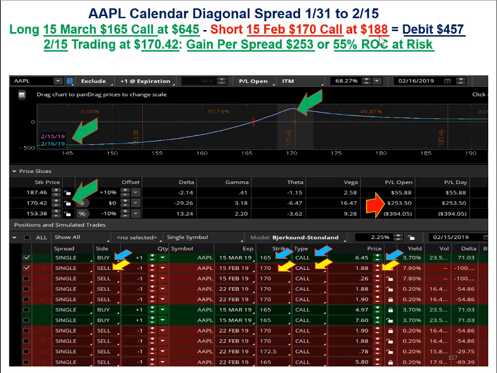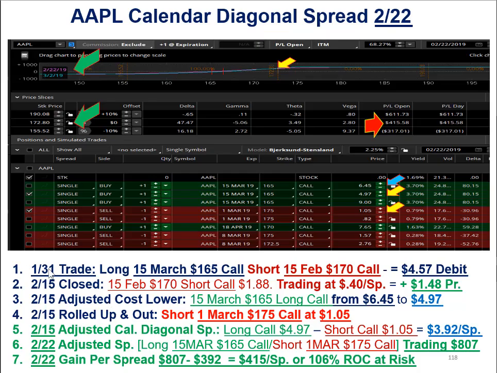This is how we adjusted the trade to finally get into it for a takeoff, what I call morphing into a longer directional trade. On the 31st we had the long 15 March 165 call, shorted the 15 Feb 170, with a debit cost of $457. We took some partial profit on the 15th, closing the 15 Feb 170 short call, which we originally sold for $188. The market churned sideways for a while, so we collected theta decay and closed it out at 40 cents.